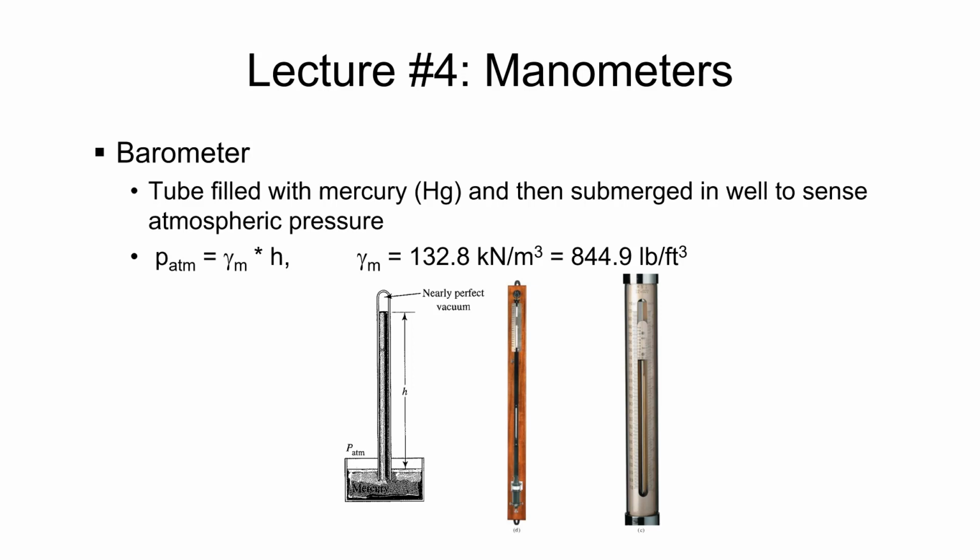It was very common, and still is common, to express barometric pressure in the form of either inches of mercury or millimeters of mercury. So if we wanted to calculate the atmospheric pressure on one of these barometers, given the height of the mercury, H, we could just express it as that, or again, we could apply the specific weight of mercury and calculate our pressure using that specific weight of mercury.